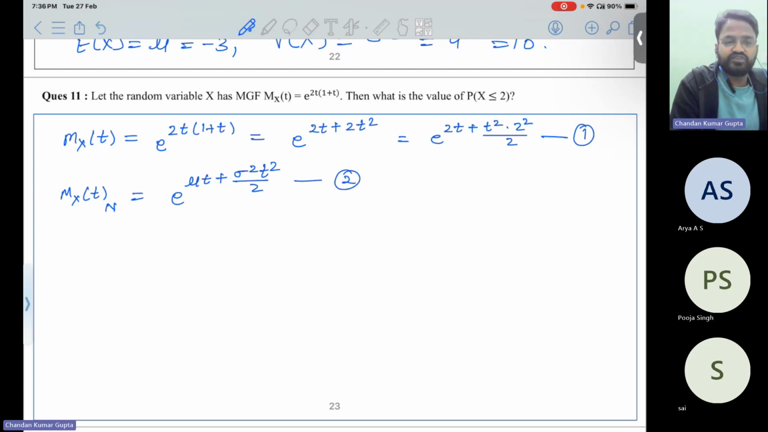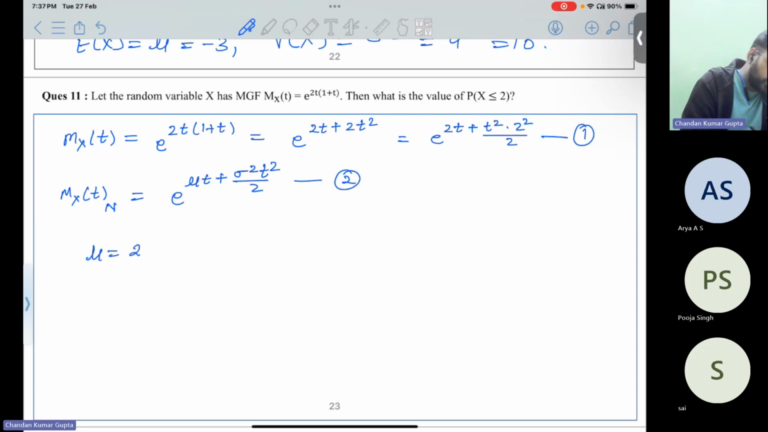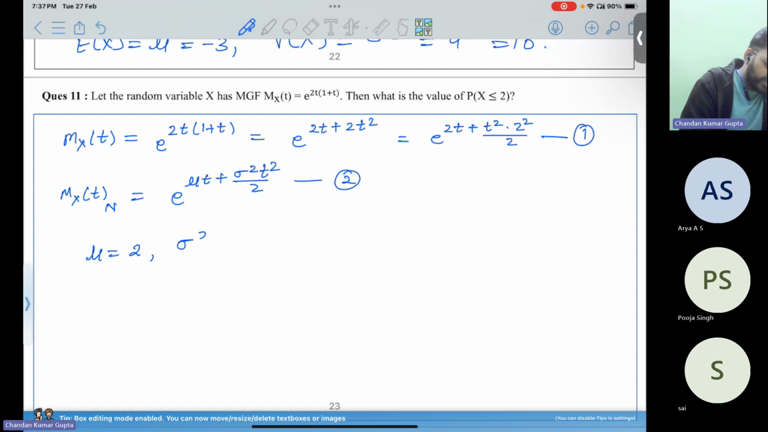see, the MGF has a property like existence and uniqueness property of MGF. Okay, so if a random variable has some kind of MGF and it is equal to the MGF of some distribution, then these two distributions are similar or equal. So this is the existence and uniqueness property. So after comparing equation 1 and equation 2, we will get what? Mu equal to 2 and sigma square equal to 4, not 4 square, it's 2 square. No?